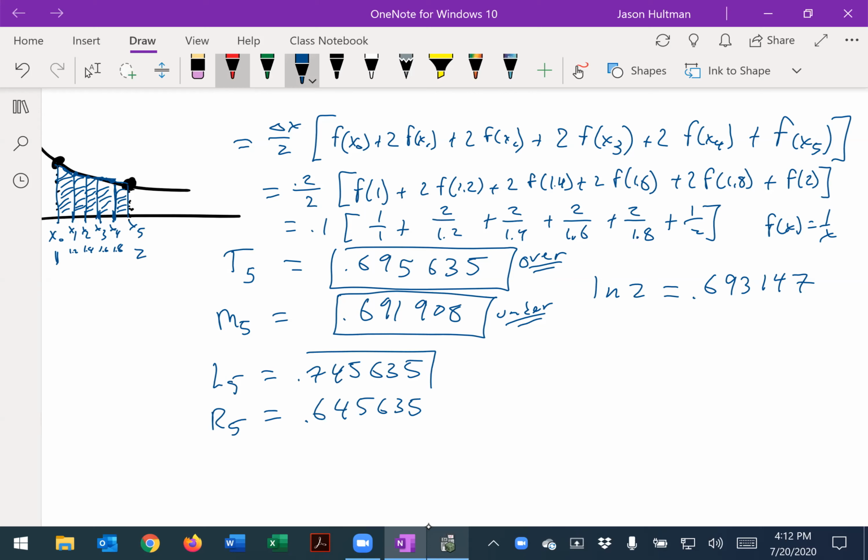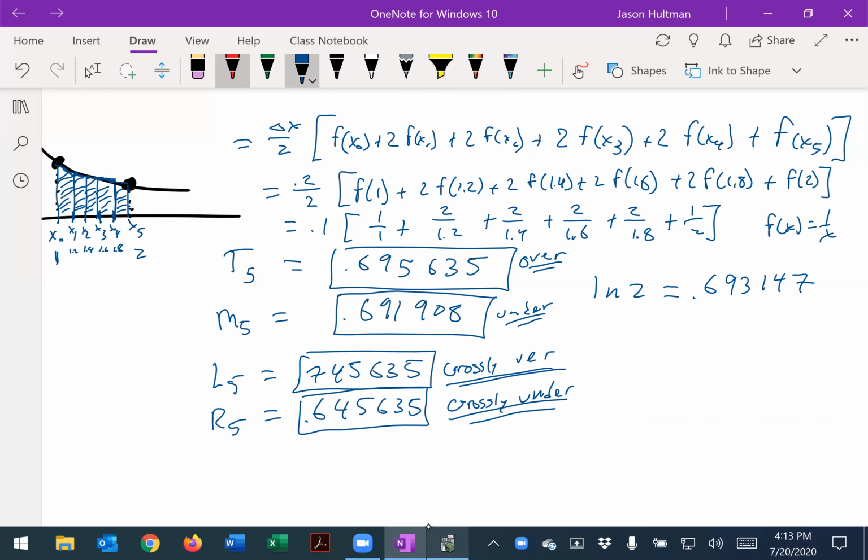This is a gross overestimate, and this is grossly under. Grossly over and grossly under. So we can see that even though the trapezoidal was over, it wasn't over by a whole lot, and the midpoint was under. Well, how can we get our error?